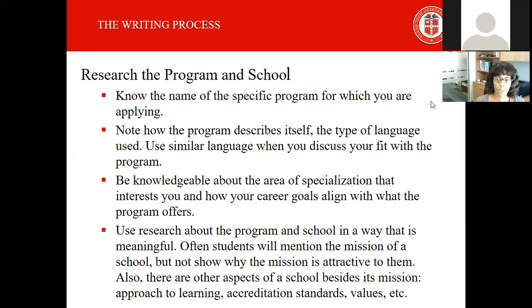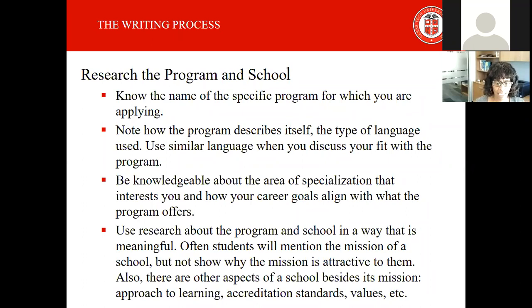So it's very important that when you're thinking about the research in regard to the program and the school, you're thinking about how to use this in a meaningful way. How can I show that this information is important and significant as to why I chose this program and how it's going to help me with my career goals, okay?